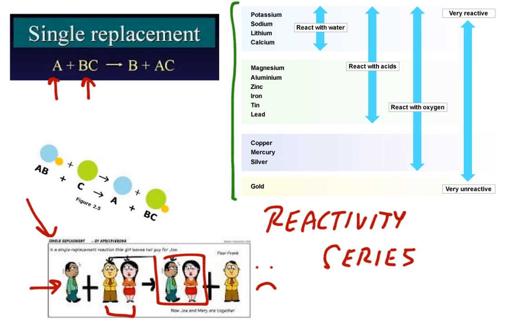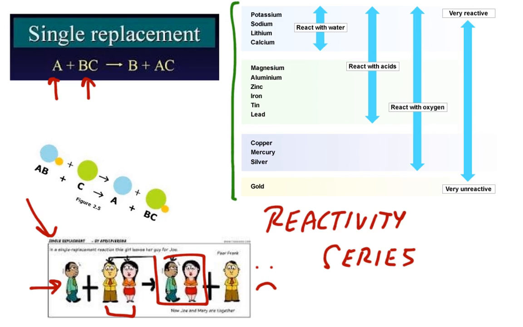Potassium at the very highest level is the most reactive of the metals. And the rule is you can only replace someone as part of a compound that is less reactive than you. So potassium will replace any of these metals on this list. Sodium will replace any of these metals except potassium.